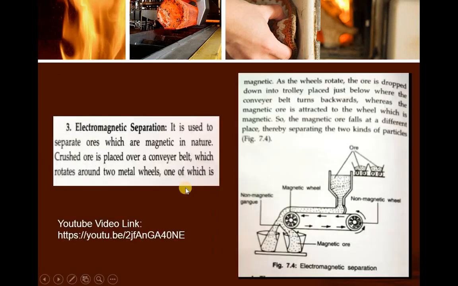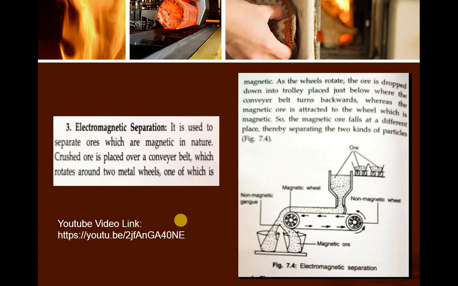Then third is electromagnetic separation, or generally you can say magnetic separation. Here also I have given some YouTube video which you can see. Crushed ore is generally placed over a conveyor belt. Now the principle of this process is the magnetic properties of the ore.